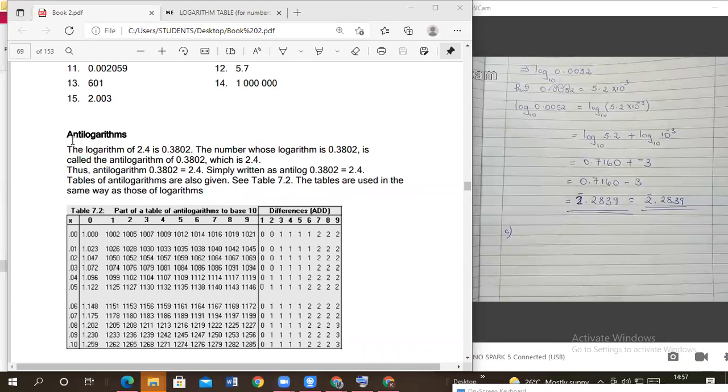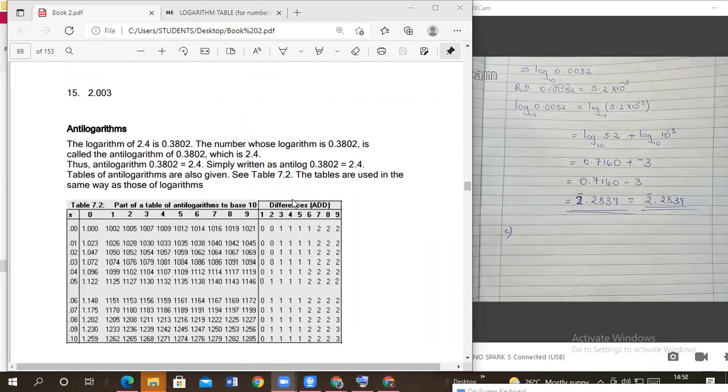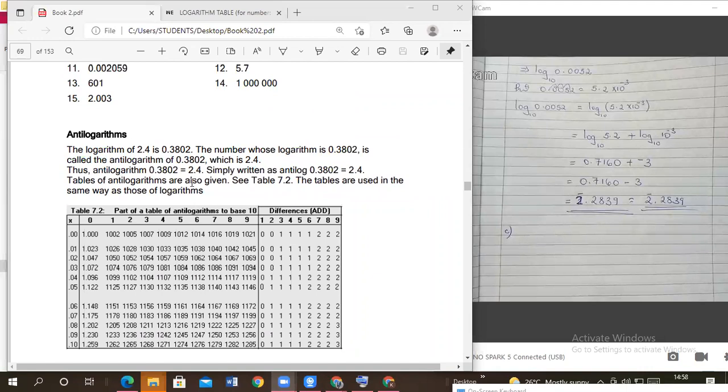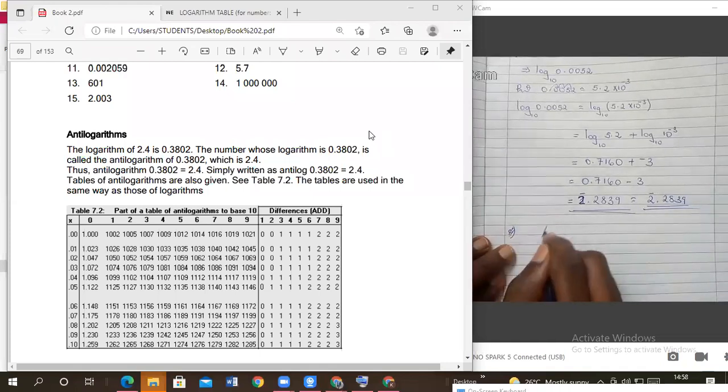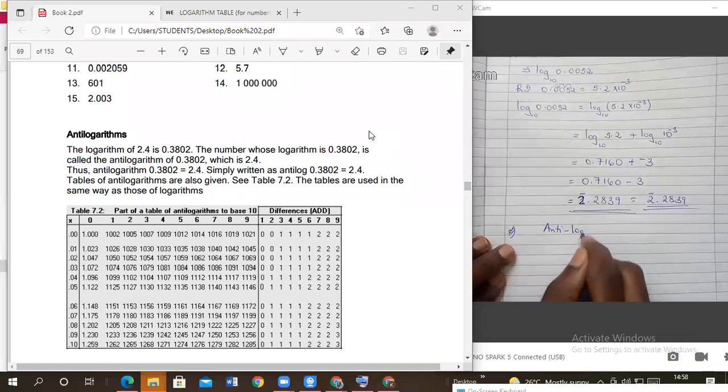Subheading: anti-logarithm. Let me just explain from there, okay? Members, anti-logarithm means I will give you the log of a given number, then you are to get that number. So you are moving backward. We call it anti-log.